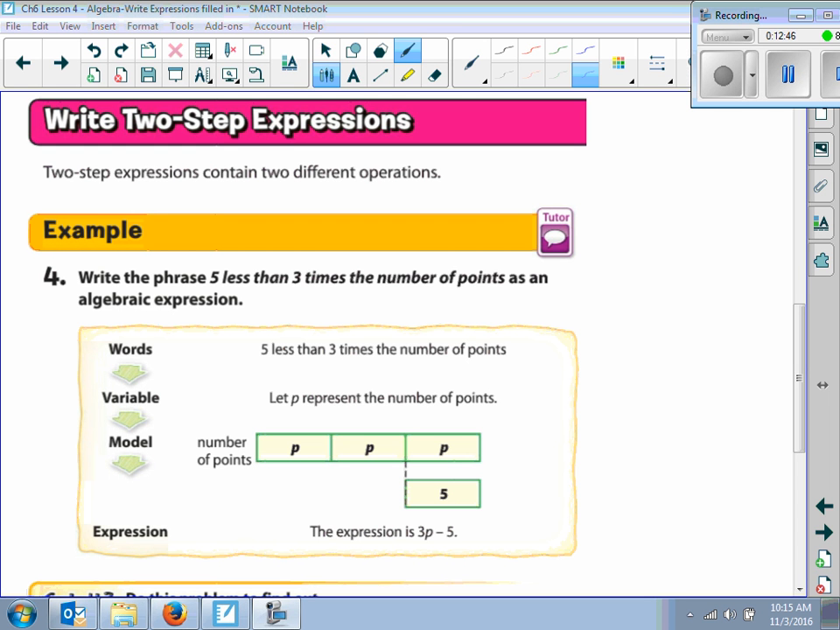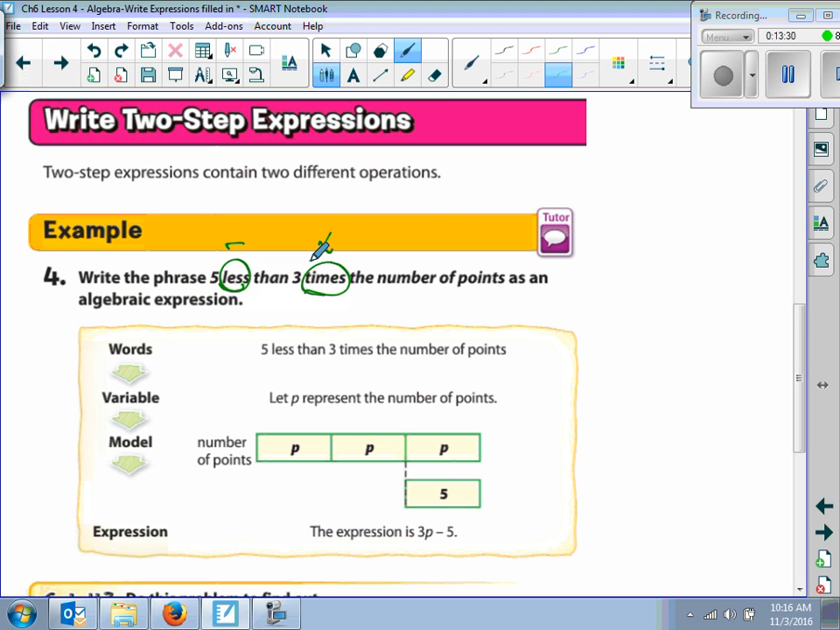Two-step expressions contain two different operations. Here we want to write the phrase 5 less than 3 times a number of points as an algebraic expression. Once again, 5 less than 3 times the number of points. The first thing we need to do is look at our operations. What words tell me an operation? Less tells me that we're going to subtract, and times tells me we're going to multiply.